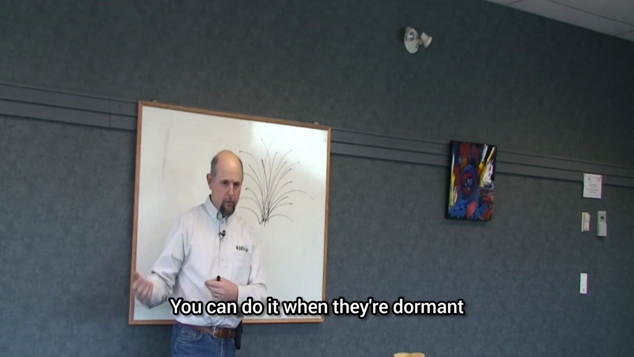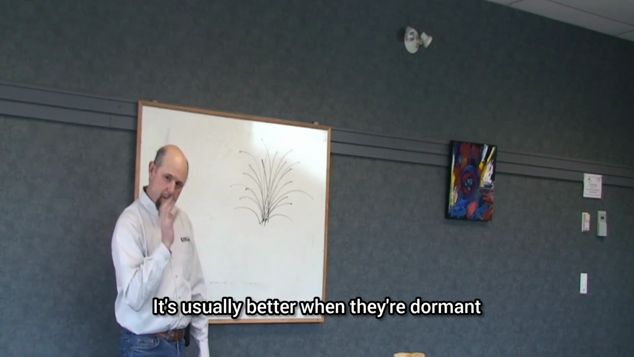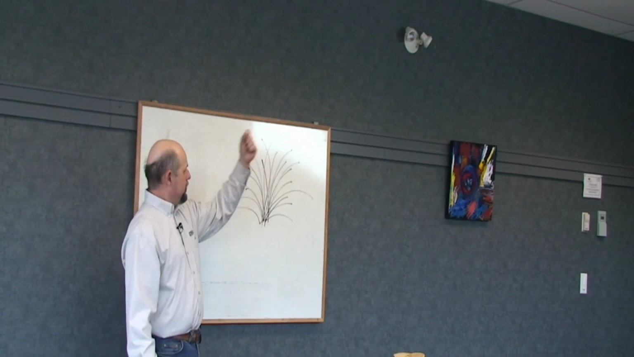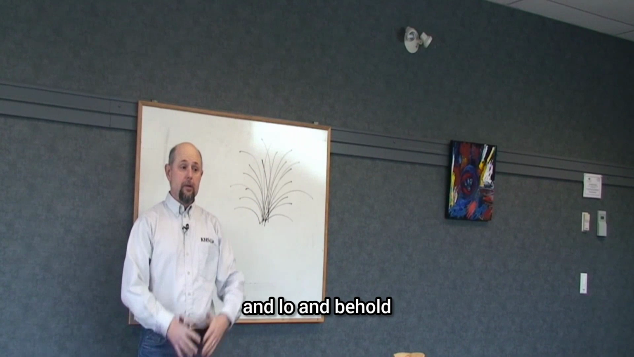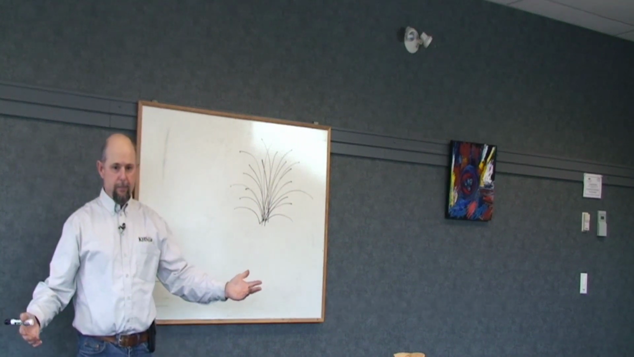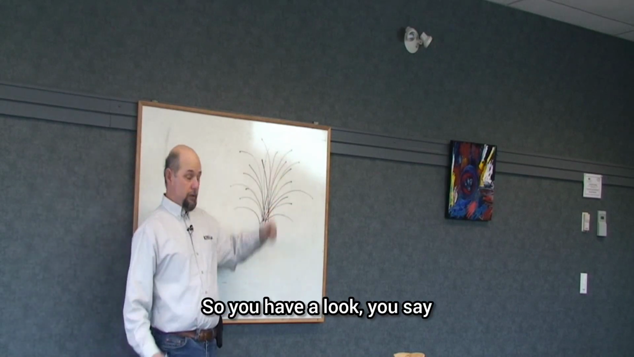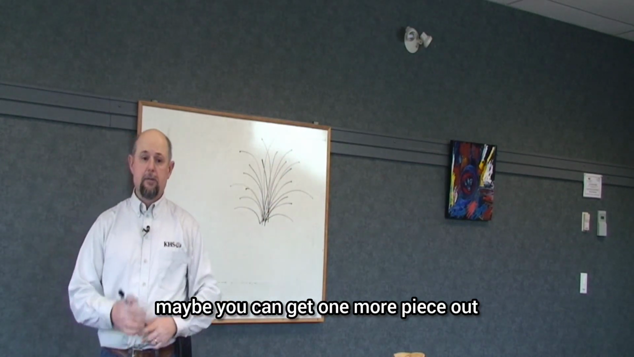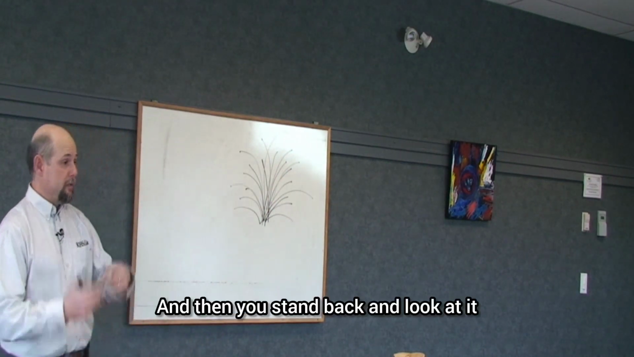You can do it when they're dormant or when they're leafing out. It's usually better when they're dormant. You can see the branches. So you pull that out, and lo and behold, you've got a completely different looking shrub. So you have a look, maybe you can get one more piece out. So you find another old one, maybe cut that one out. And then you stand back and look at it.